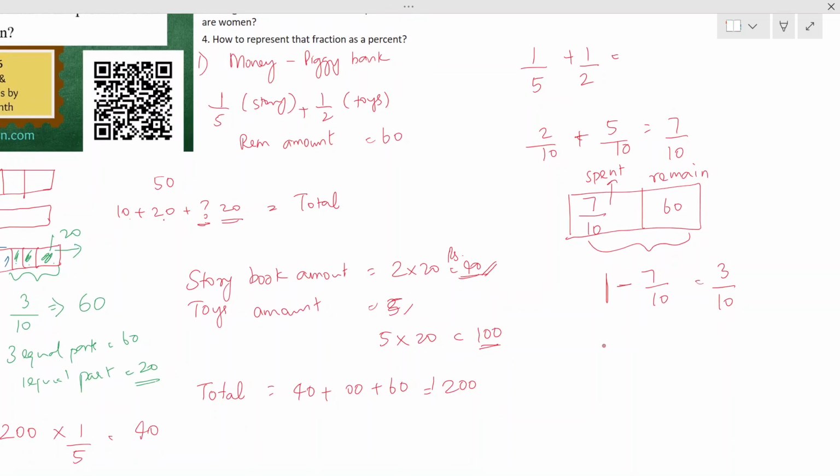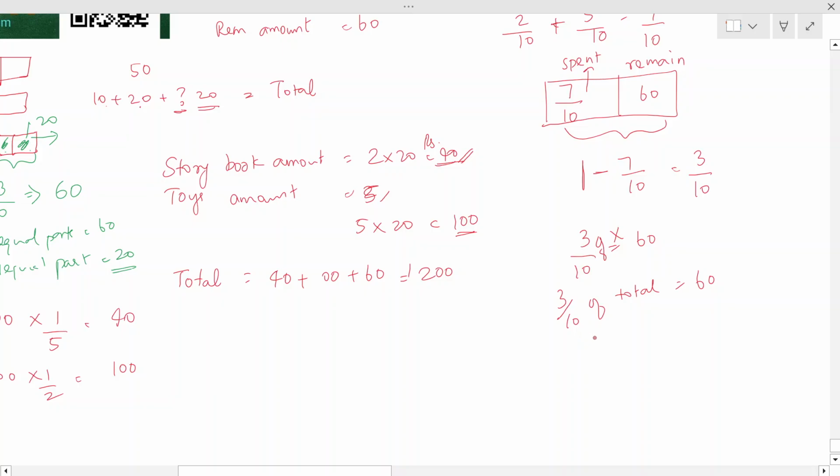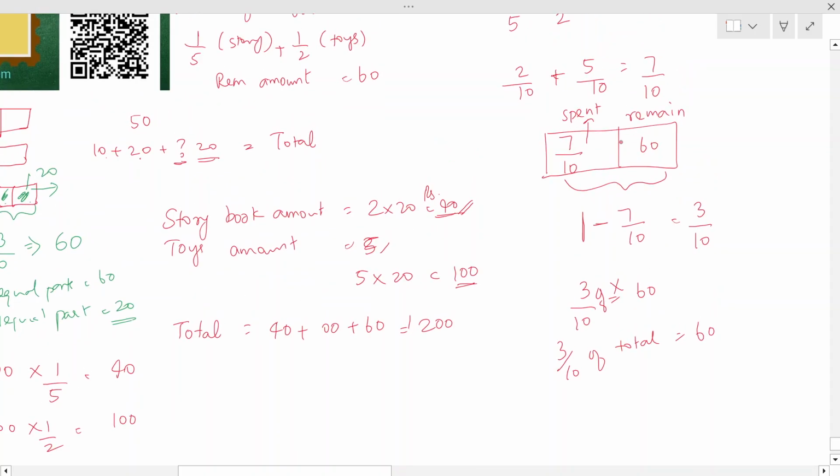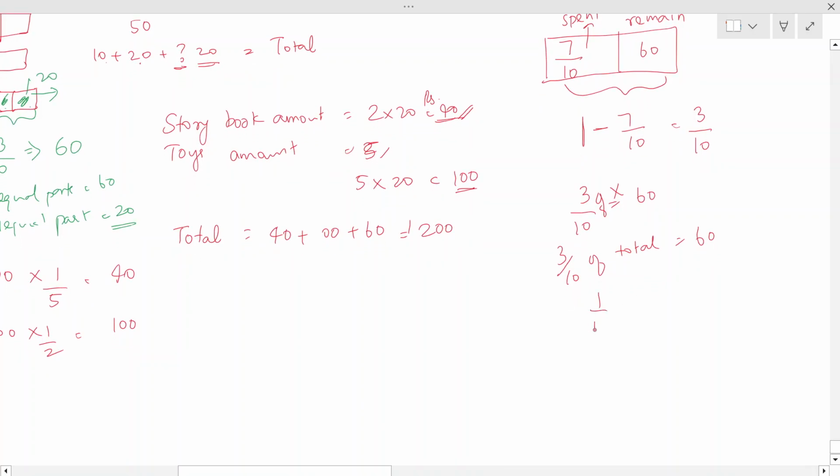So the 3 by 10 parts is actually 60. So 3 by 10 of the total is 60. Now either you can think what is 1 by 10, because if you know 1 by 10 you just have to find 2 by 10 and 5 by 10. So if 3 parts of 10 is 60, you can say that 1 part of 10 should be 20, because you're dividing 60 by 3.